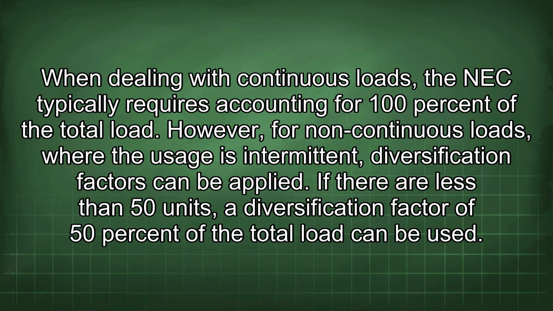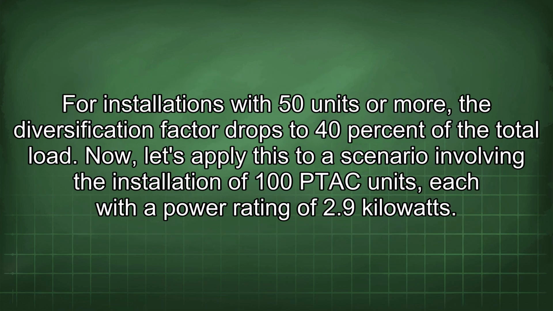When dealing with continuous loads, the NEC typically requires accounting for 100% of the total load. However, for non-continuous loads, where the usage is intermittent, diversification factors can be applied. If they are less than 50 units, a diversification factor of 50% of the total load can be used. For installations with 50 units or more, the diversification factor drops to 40% of the total load.